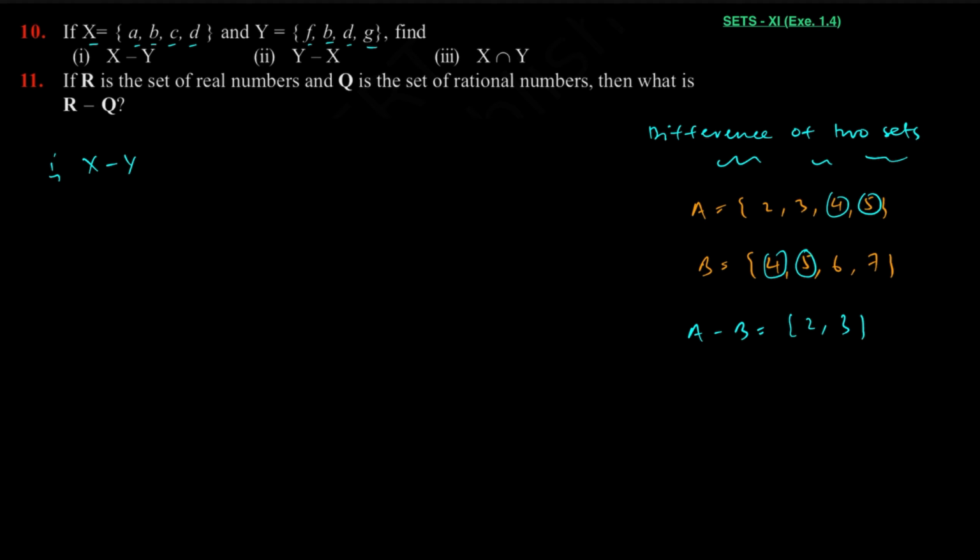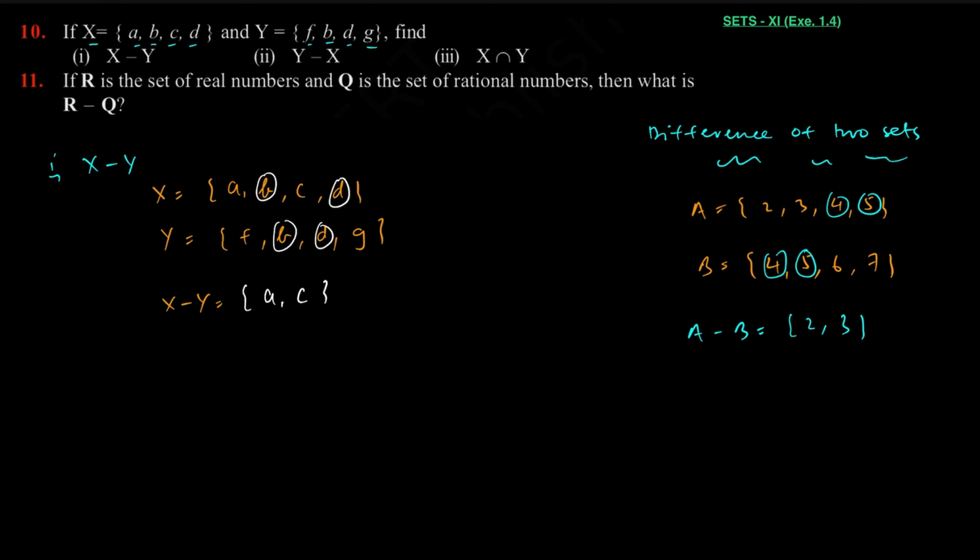So here we are having set X with elements as A, B, C and D. We are having set Y with elements as F, B, D and G. So then what will be X minus Y? Here one can observe that elements B and D, they are common. So set X minus Y will be having only elements as A and C.